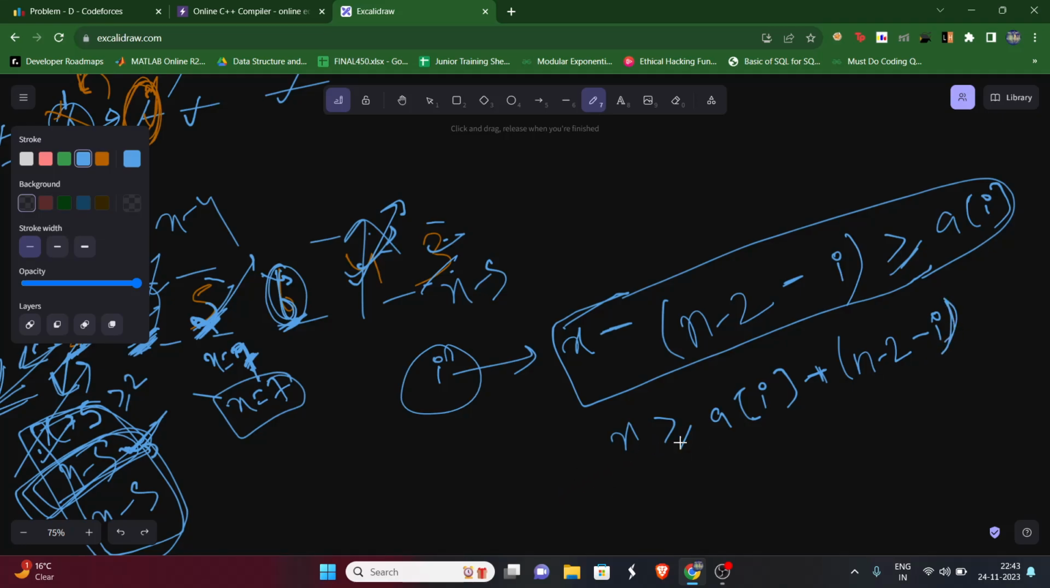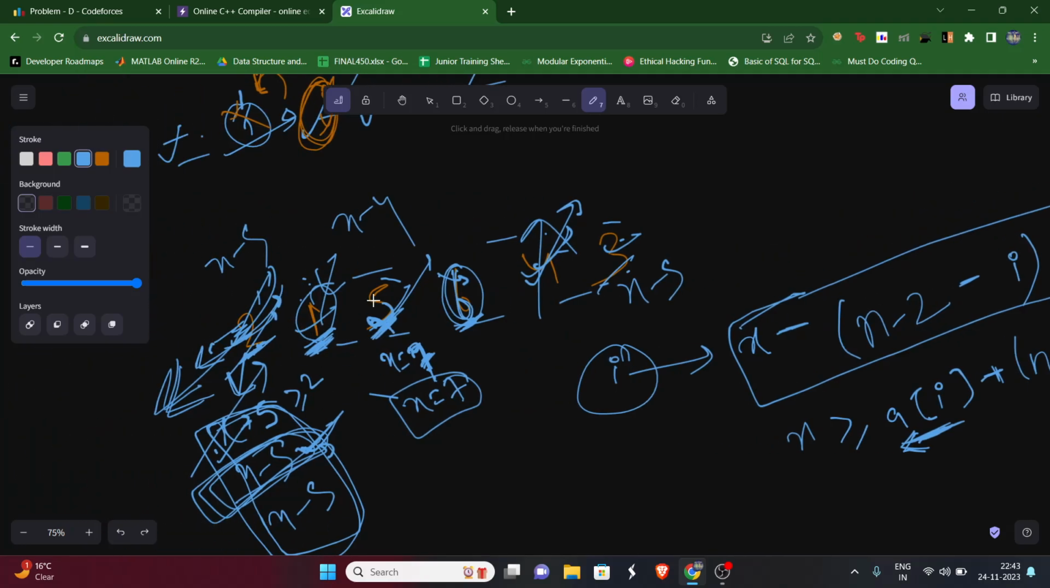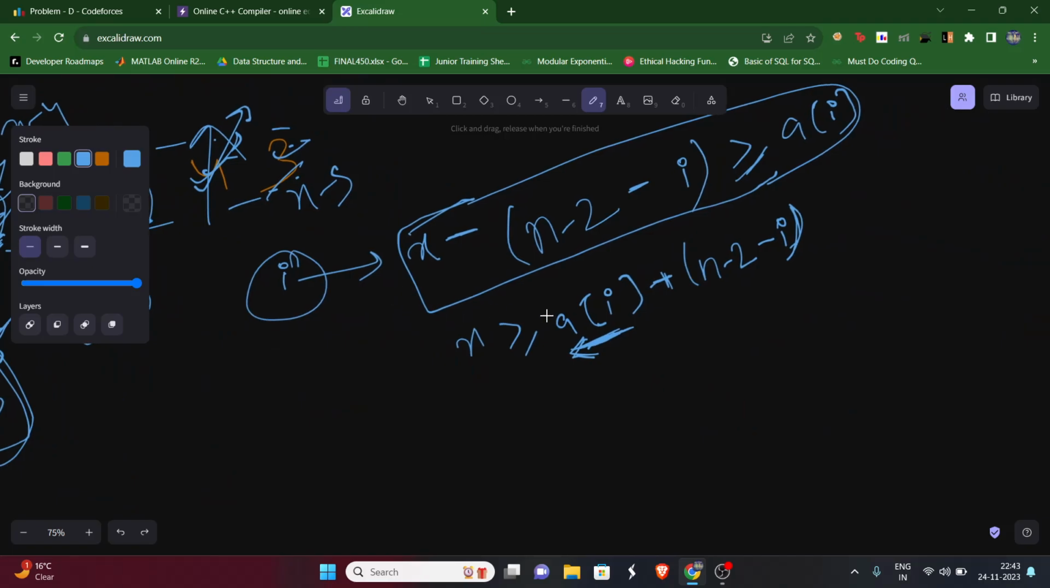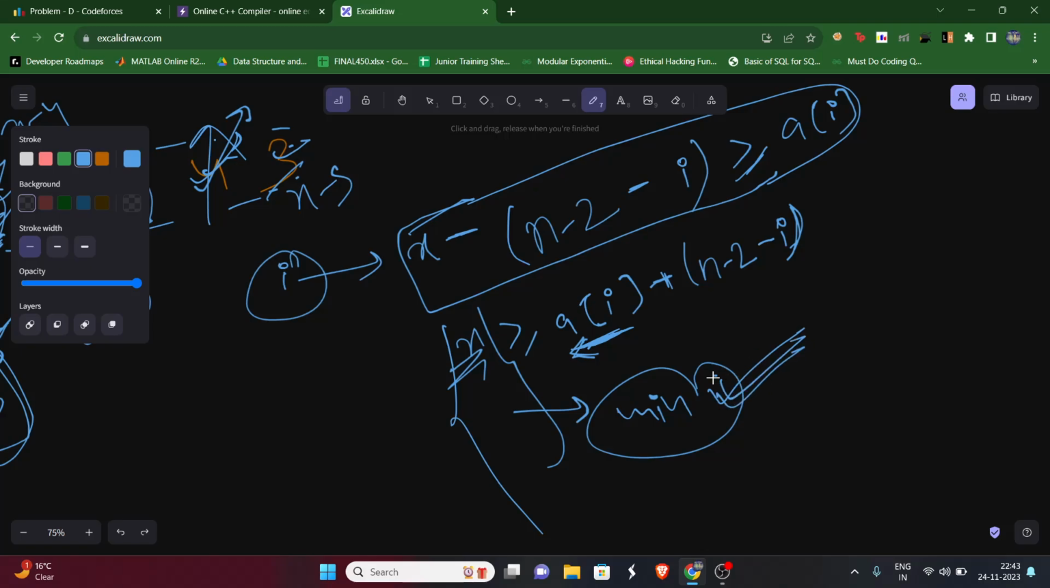Now, what is this a of i? A of i is nothing but the value of that particular index. So for all these indexes, we can calculate this value, and out of all those x, whichever x is minimum, we can have that as our answer. I hope that is clear to you.